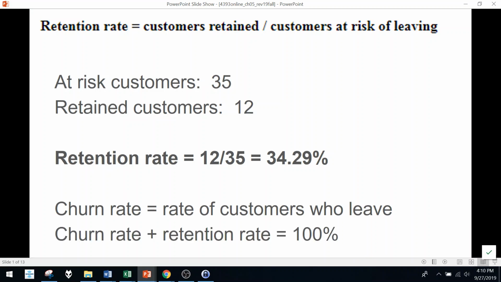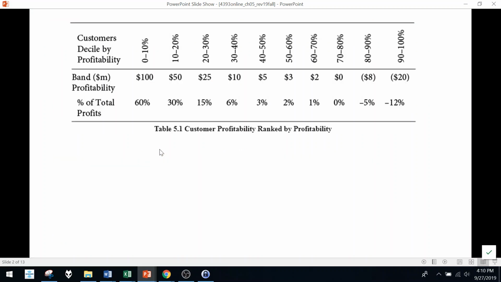Okay. All right, let's talk a minute about customer profitability. Know that some customers are going to be more valuable to you in terms of profit than others, okay? There's a couple of figures in the book that talk about segmenting your customers into groups based on how profitable they are, okay? And so this is basically an example of what it could look like, okay?